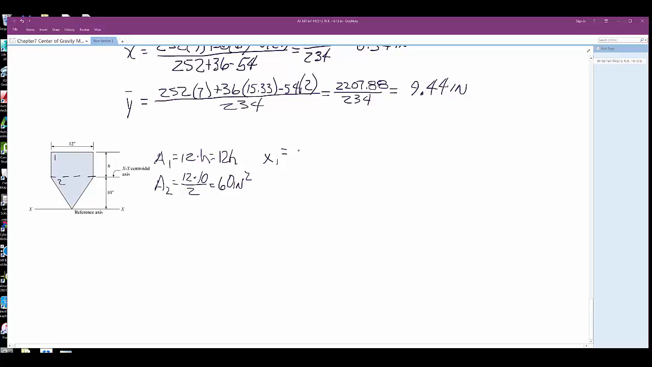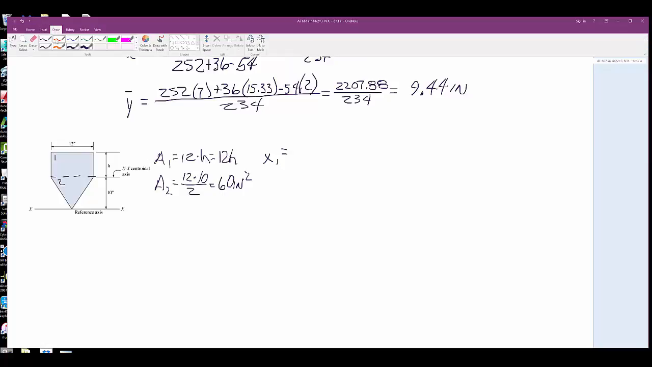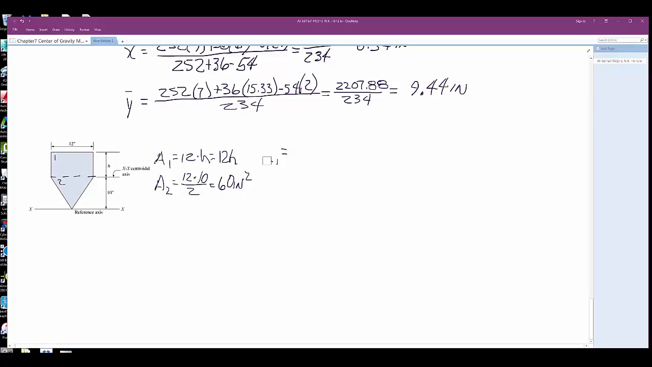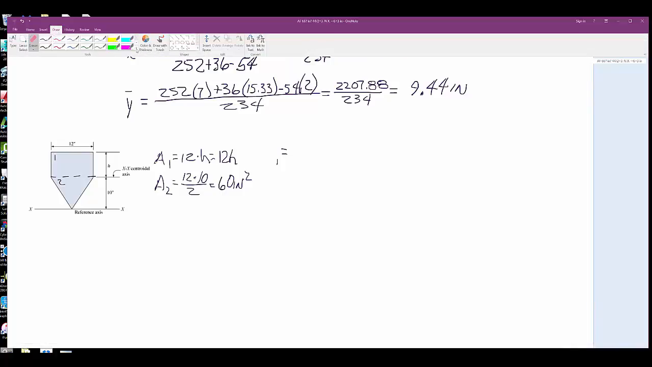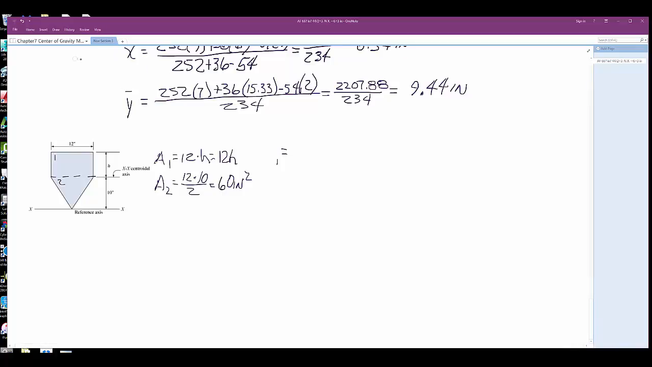x1 is going to, or excuse me, we don't need x1. All we're looking for here is y. So let's get that out of there. So really just concentrate on y on this one, no need for the x. So y1 is going to be 10 inches to get to here, and then h divided by 2. So it's 10 inches plus h divided by 2. And that's all we need to say for that.